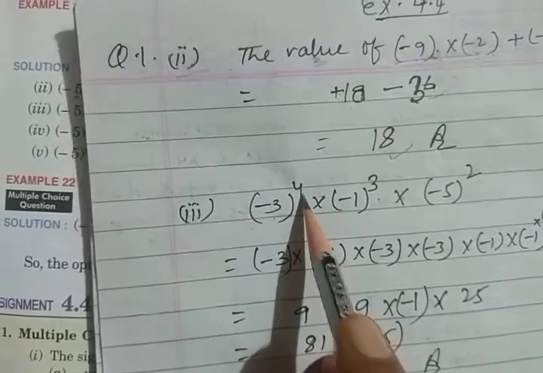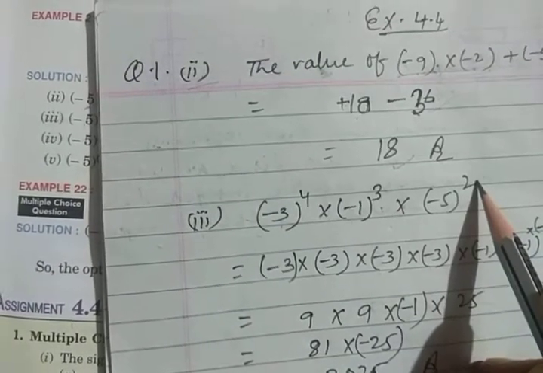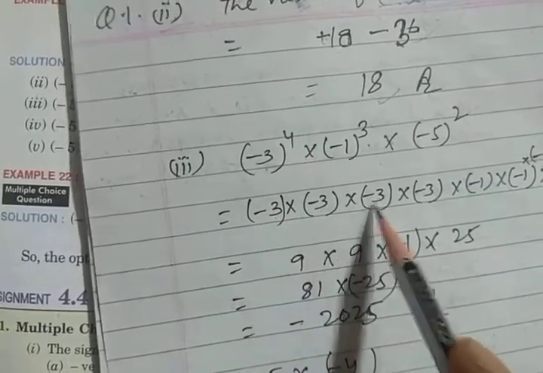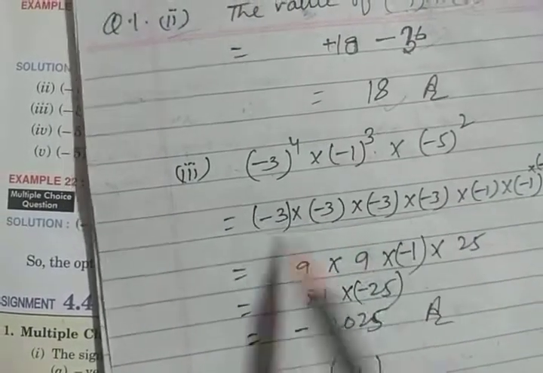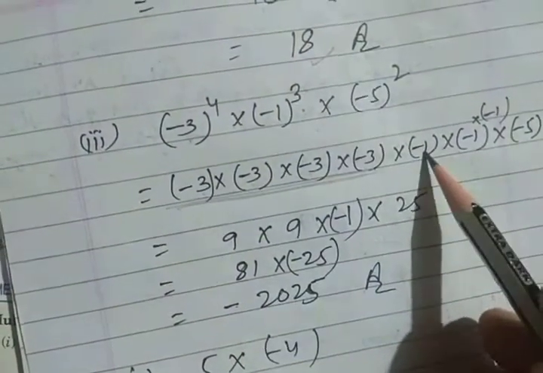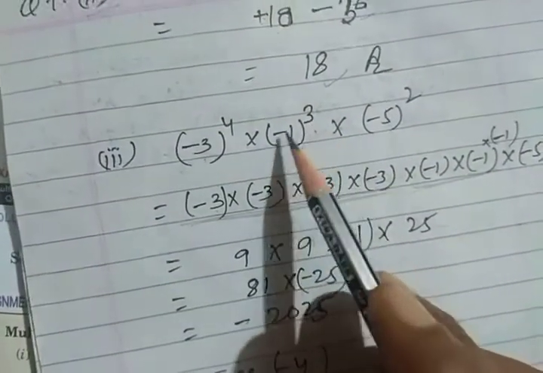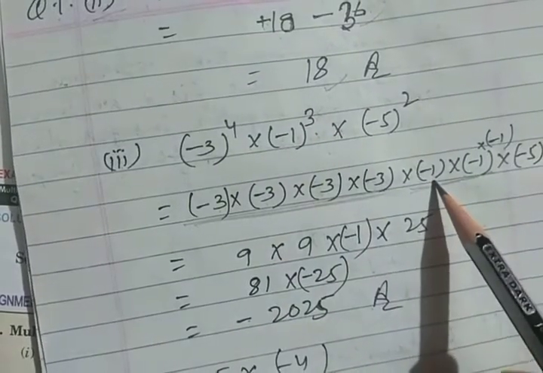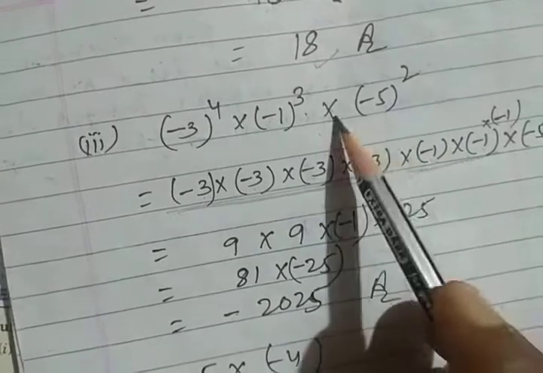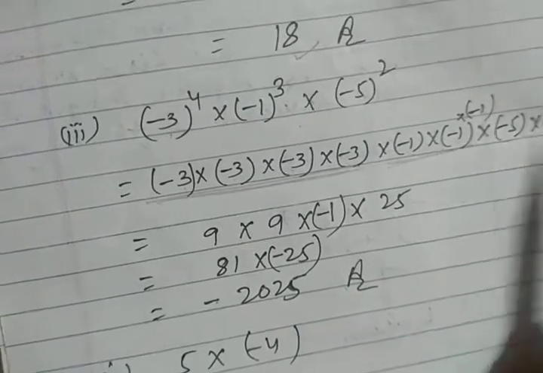Question number 3: minus 3 to the power 4 into minus 1 to the power 3 into minus 5 to the power 2. That means minus 3 into minus 3 into minus 3 into minus 3, 4 times. Okay. Minus 1 into minus 1 into minus 1, 3 times. Here minus 1 to the power 3, so we write 3 times minus 1 into minus 1 into minus 1, into minus 5 to the power 2, which means minus 5 into minus 5, 2 times.